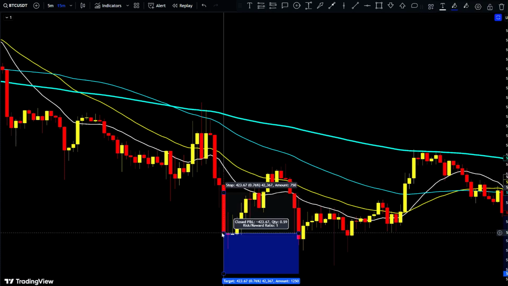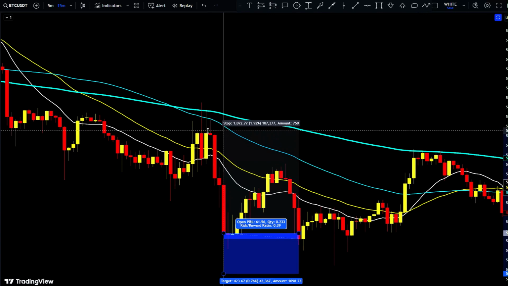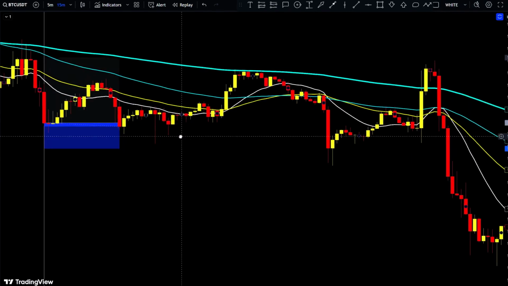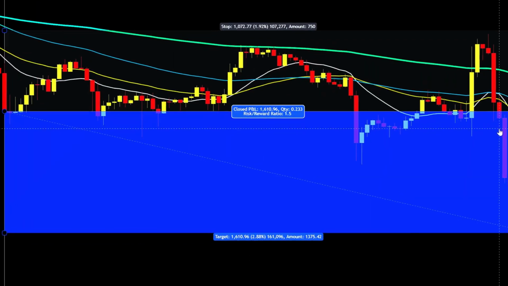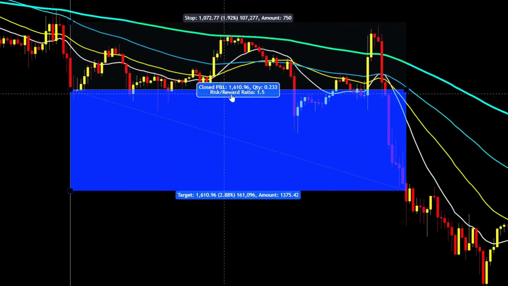For a stop loss, use the most recent swing high to give your trade room to develop while still limiting potential losses. To exit a profitable short trade, apply a risk-reward ratio of 1 to 1.5, just like we did for the long trades.